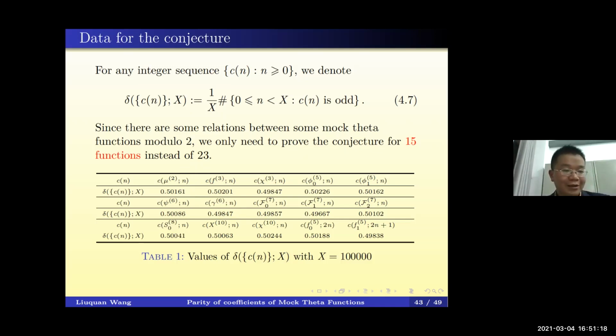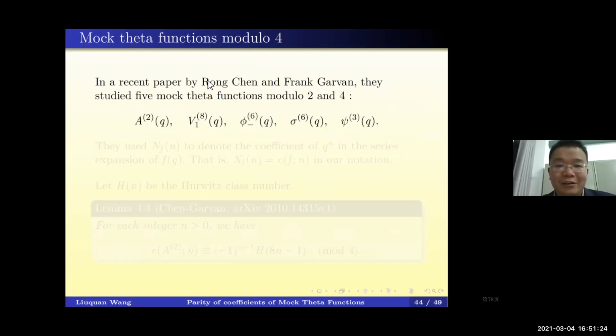Yeah, and as I think I still have some time, let's discuss some further work. In this talk, we have studied the parity of the coefficients of Mock theta functions, that is, Mock theta functions modulo 2. So a natural question is about Mock theta functions modulo 4.